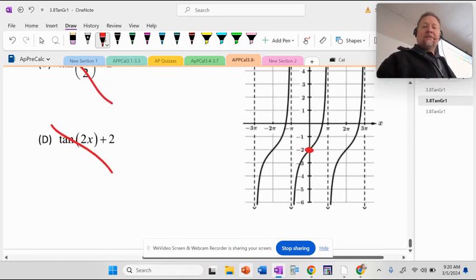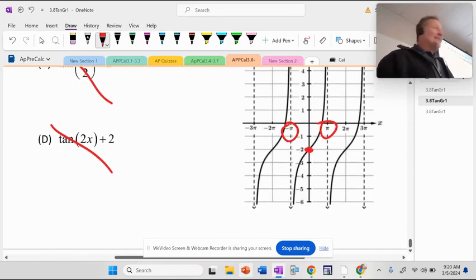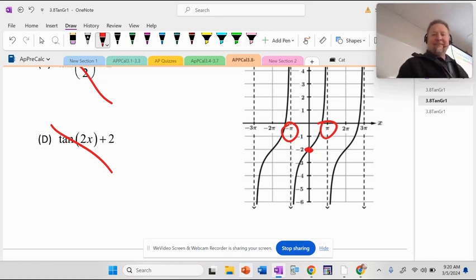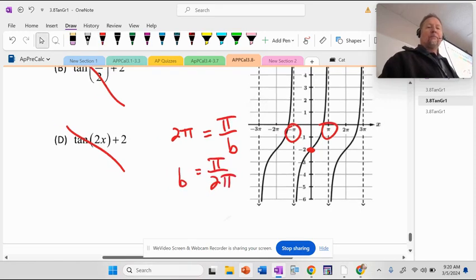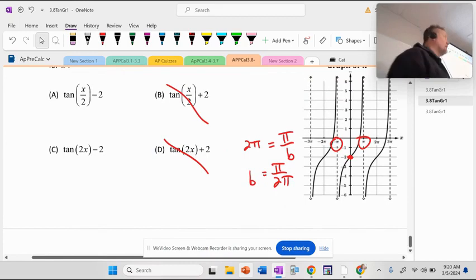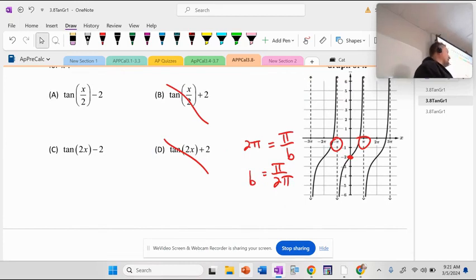All right. So then that is 2 pi. And the period comes from pi over b. What do we do to find b? We switched. What's pi over 2 pi become? Not 2. 1/2. So what's the answer? Is it A or is it C? It's A. Down 2 and a B value of 1/2.